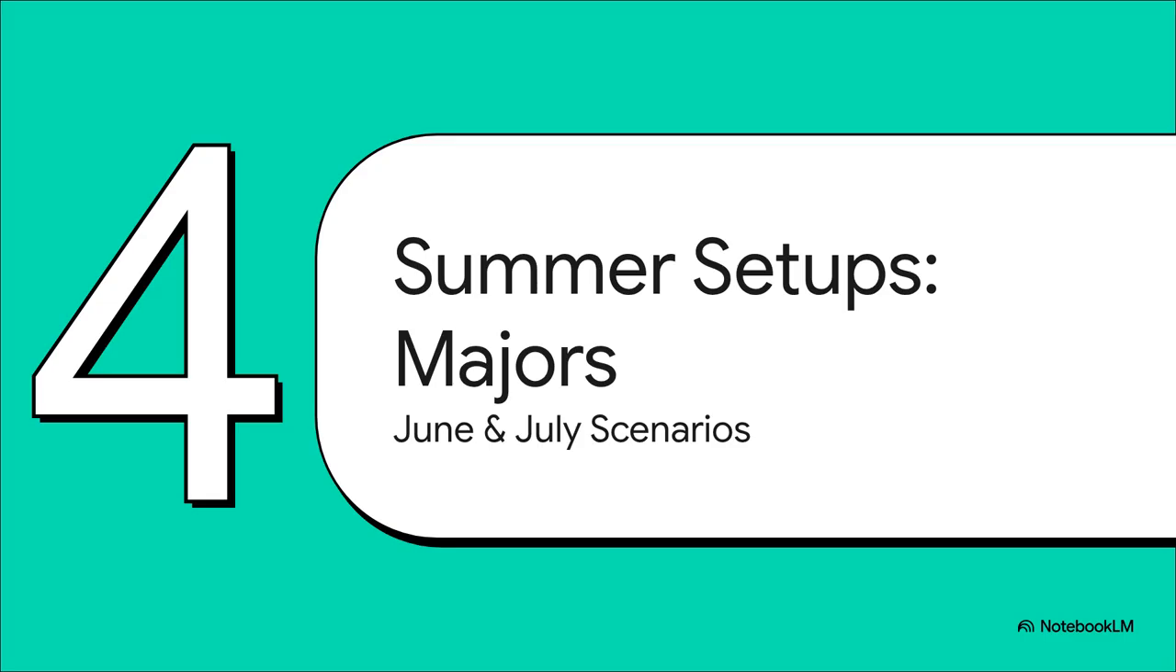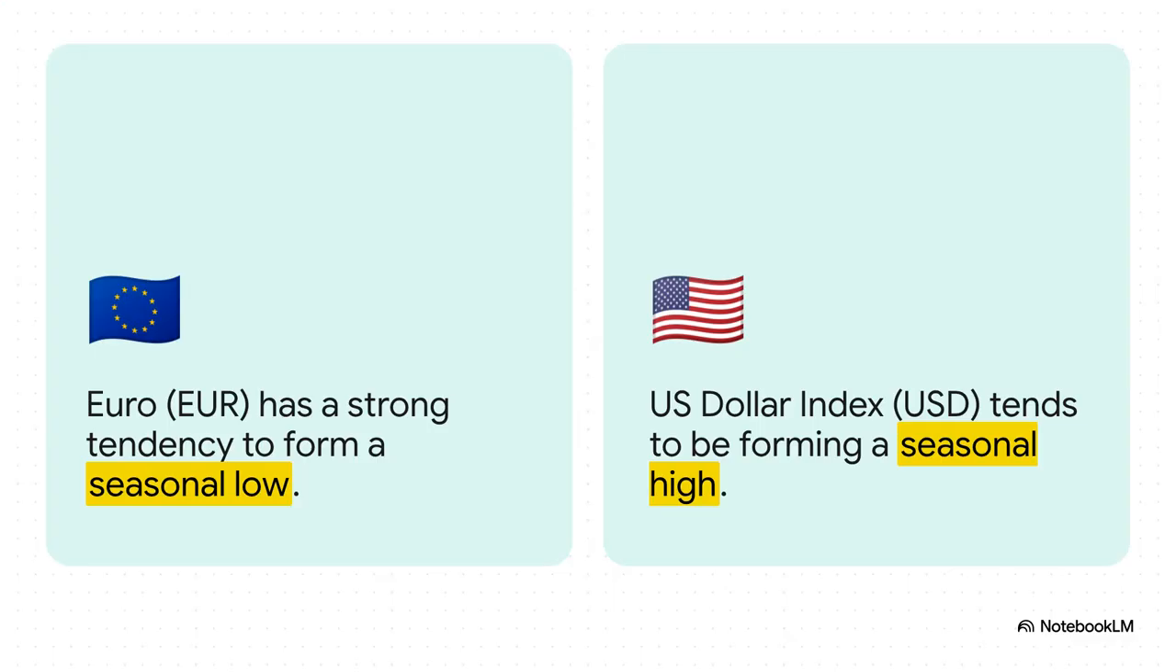All right, let's shift gears a little. We're going to move our focus from spring to summer. The calendar turns, and just like that, new seasonal patterns start to emerge that we can look for. A really classic summer setup involves the euro versus the US dollar. During that June to July period, the euro has a strong seasonal tendency to form a low. And at the very same time, the US dollar index tends to be forming a seasonal high.